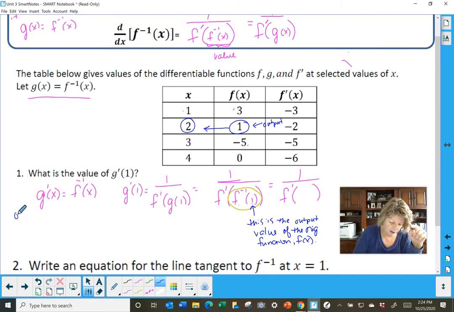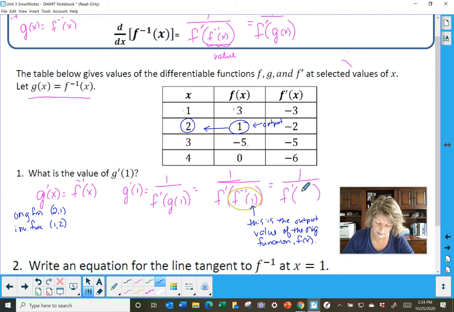So the original function has an ordered pair of 2, 1. The inverse function has a 1, 2 ordered pair. All right, so the f inverse of 1 becomes 2. That's the key to doing these.